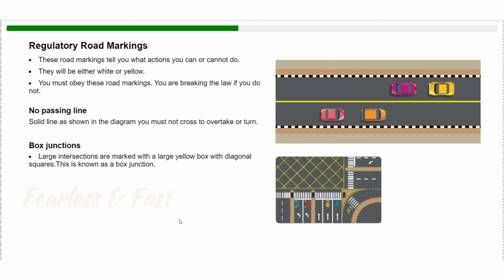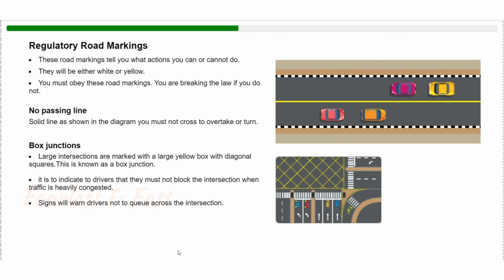Box junctions. Large intersections are marked with a large yellow box with diagonal squares. This is known as a box junction. It is to indicate to drivers that they must not block the intersection when traffic is heavily congested. Signs will warn drivers not to queue across the intersection.